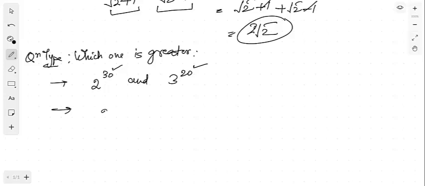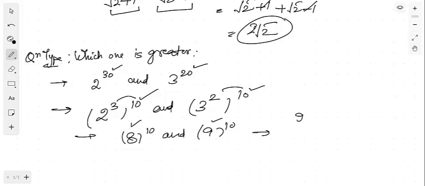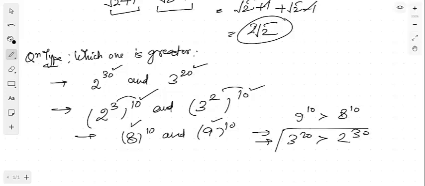How you'll be doing this? You'll do this as 2 to the power 3, to the power 10. This is nothing but 30 only, 3 into 10, and here also you can do 3 to the power 2, to the power 10. This is only 20. Now the powers are same, so you have 8 to the power 10 and 9 to the power 10. So you have to compare basically 8 and 9. So certainly you know that 9 is greater than 8, so it means 9 to the power 10 is greater than 8 to the power 10, and so 3 to the power 20 will be greater than 2 to the power 30. Okay, this is how you solve such kind of questions.